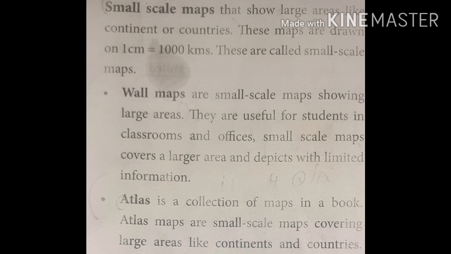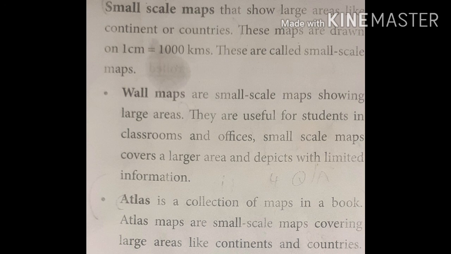So the small scale map represents large areas like a continent or country. These maps are drawn on a scale of 1 centimeter equal to 1000 kilometers. These are called small scale maps.